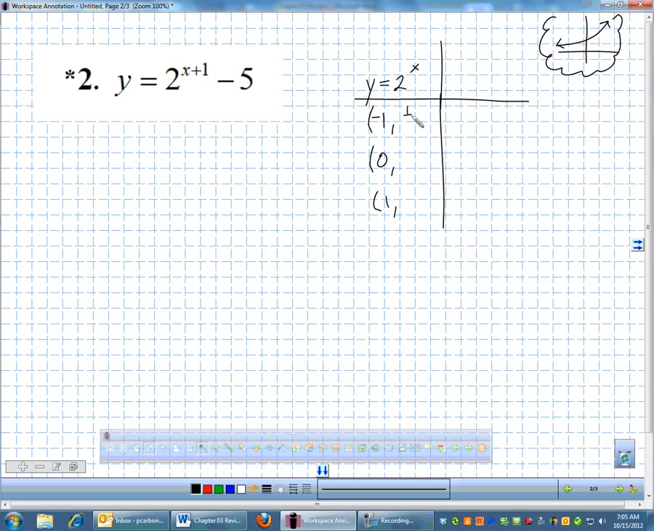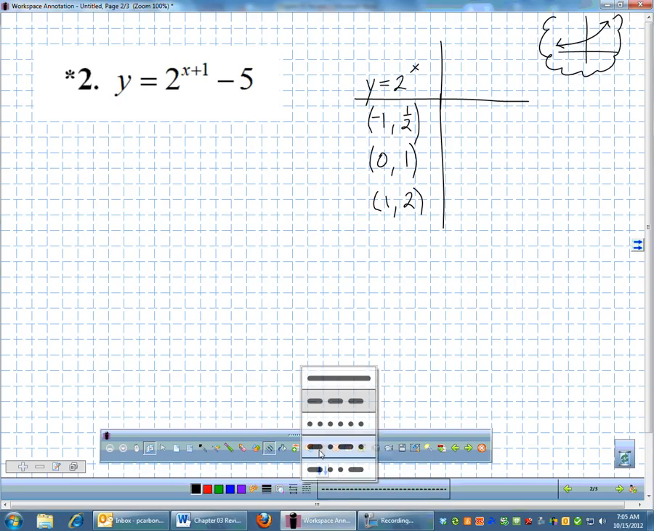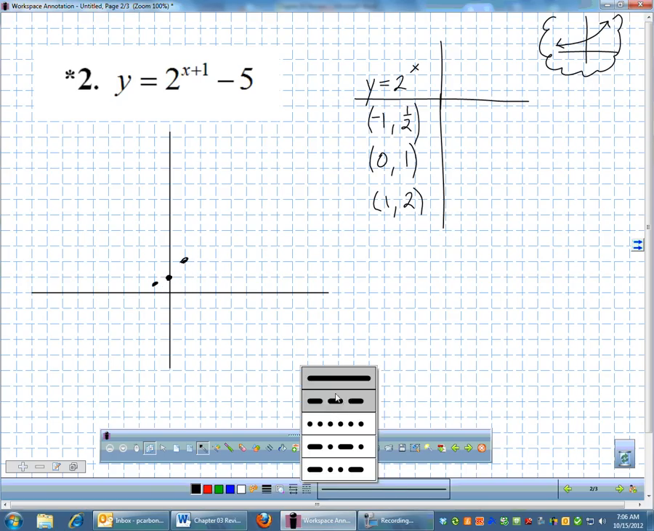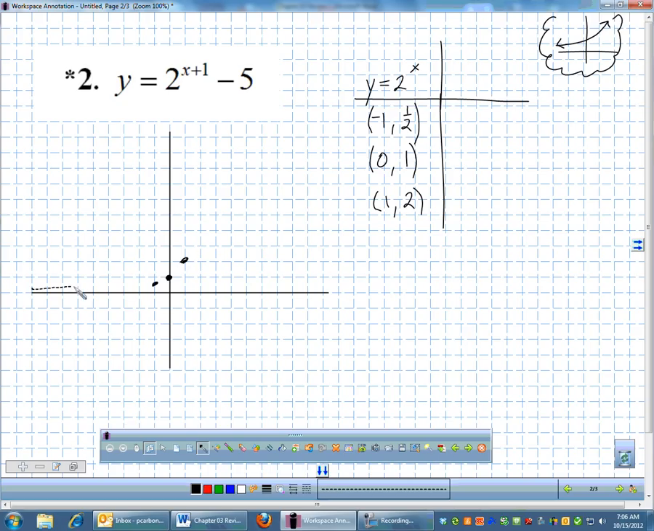2 to the negative first power is 1/2. 2 to the 0 power is 1, and 2 to the first power is 2. So when I'm graphing this function, I'm going to start with those 3 points, and then we identify the transformations. So I'm going to start with 0, 1, 1, 2, and negative 1, 1/2. And this is what my graph is going to look like at the beginning. It's going to hover along that horizontal asymptote, and then it's going to take off. And I have this one dotted, but it's going to look something like that.